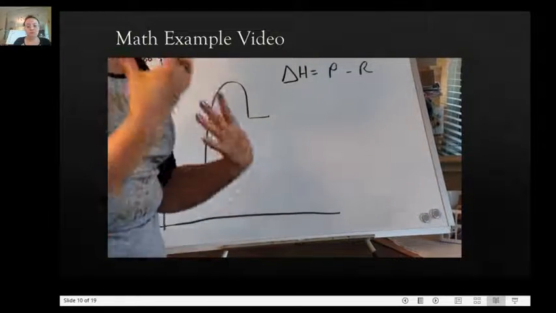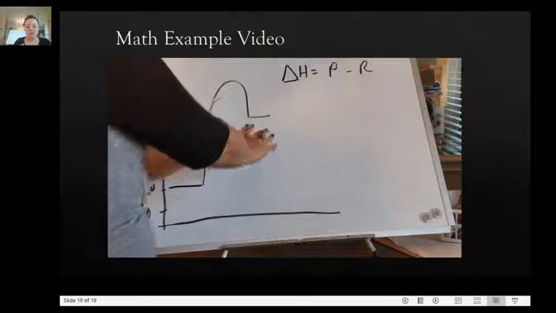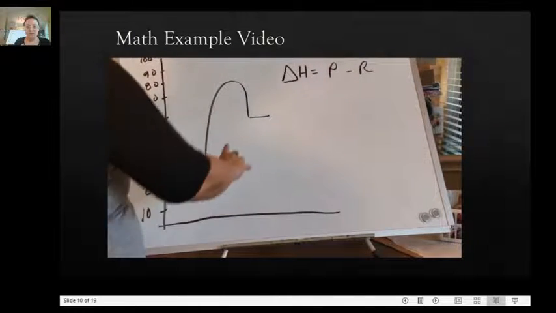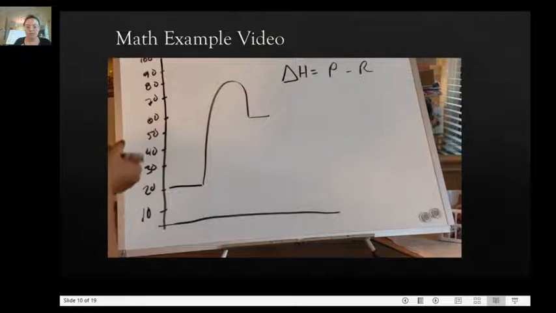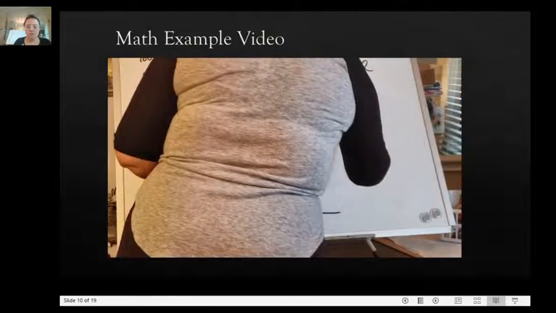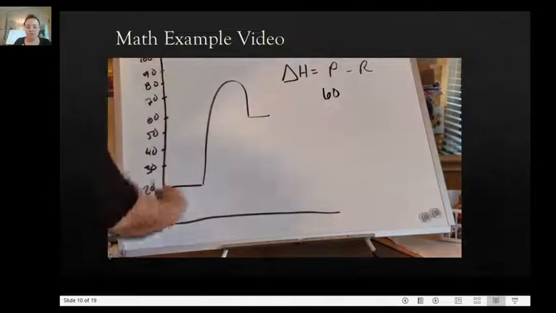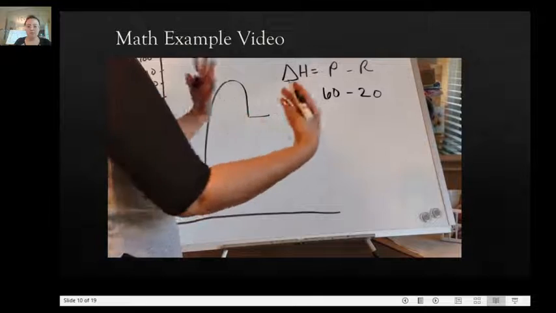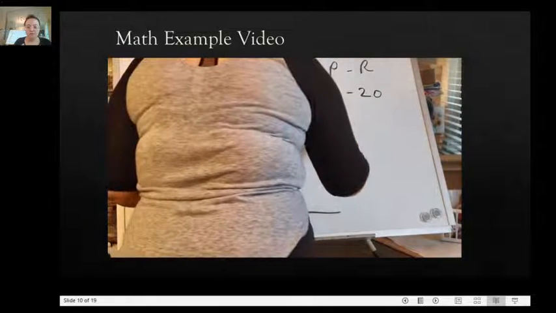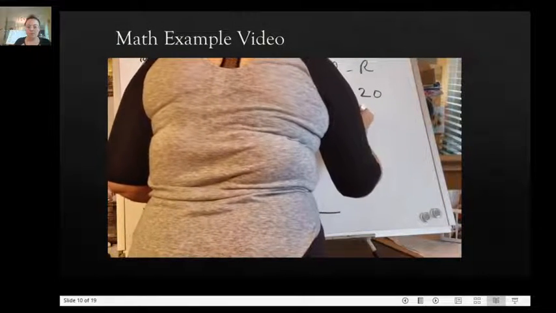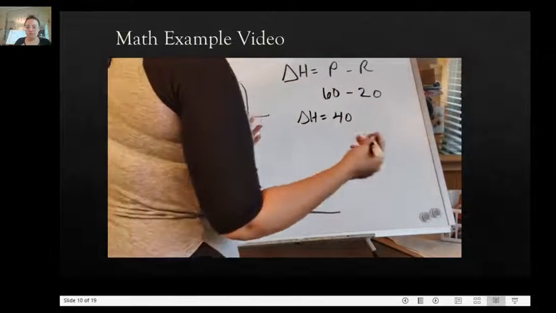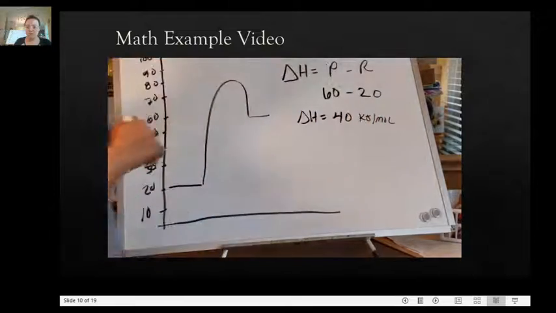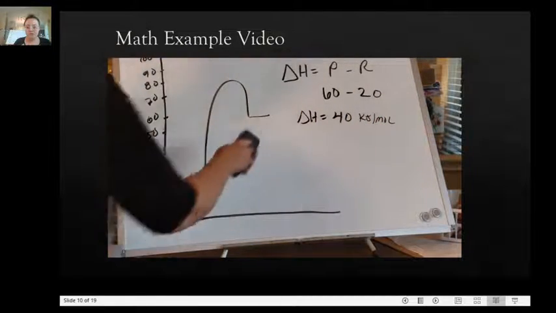So if you want to solve for the enthalpy, we're going to take our product energy minus the reactant energy. For example, if we say this product energy is about 60, our reactant energy is 20. That means our change in enthalpy is 60 minus 20, we're going to get 40. We'll say the units are kilojoules per mole. Let's do another one.